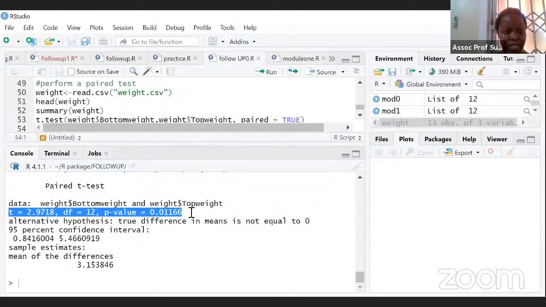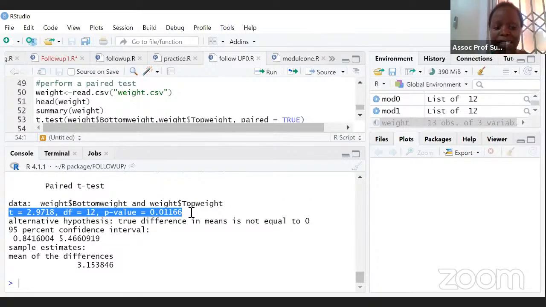Okay, the one I've highlighted, paste it in your Word document, and you start writing around it. We've received a t-value of 2.9718. We have degrees of freedom 12 because our values were 13.